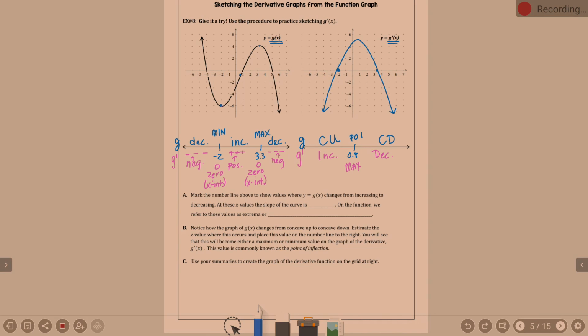Mark the number line to show values where it changes from increasing to decreasing. That's what we did. These x values, the slope of the curve is 0. On the function, we refer to those values as extrema. On the original graph, they were maxes or mins. Remember extrema? I introduced that word in pre-calc. Maximum, minimum. Mins and maxes, okay?